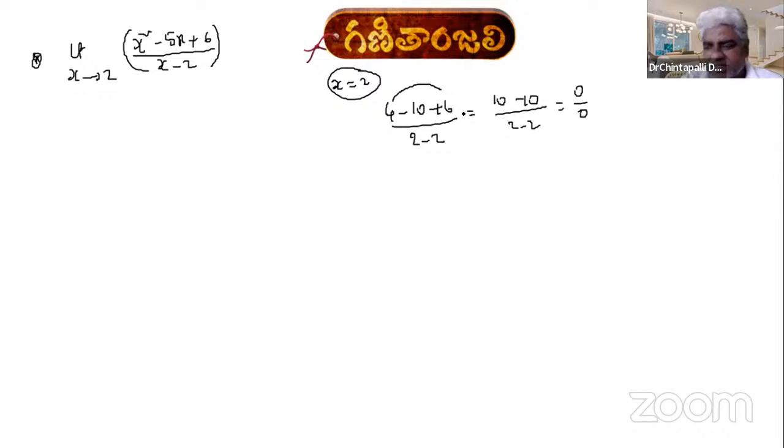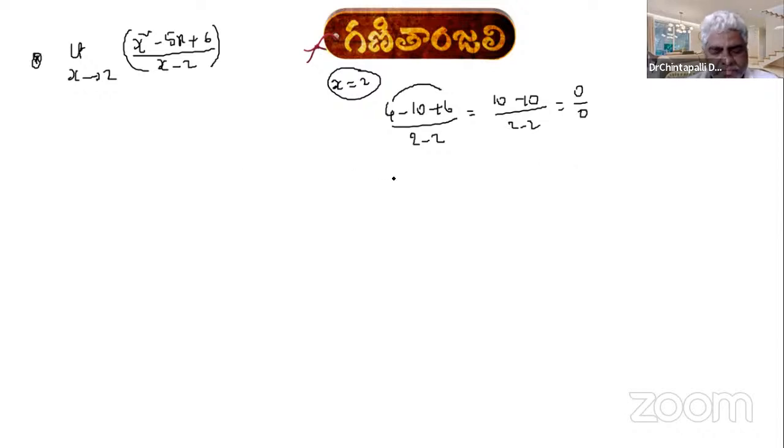So what is step 2? What is its conclusion? We have to use alternatives. What are alternatives? Formula, factorization, or rationalization, right? Now let us factorize.